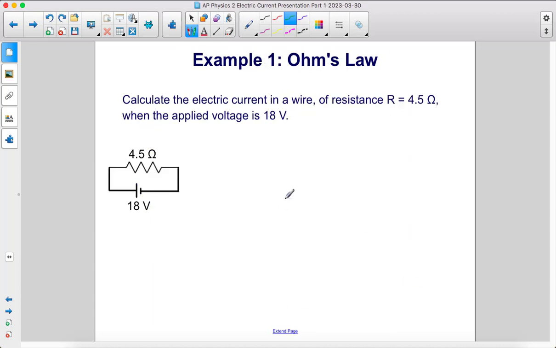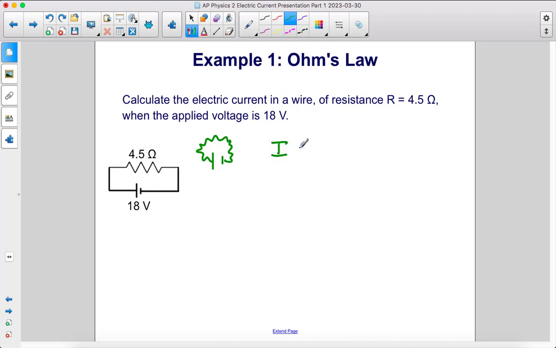Calculate the electric current in a wire of resistance 4.5 ohms when the applied voltage is 18 volts. So here's one way to represent this. You could also think of this like one wire that's a resistor all the way around. Either way you want to visualize it is fine. The battery is 18 volts. The resistance is 4.5 ohms.